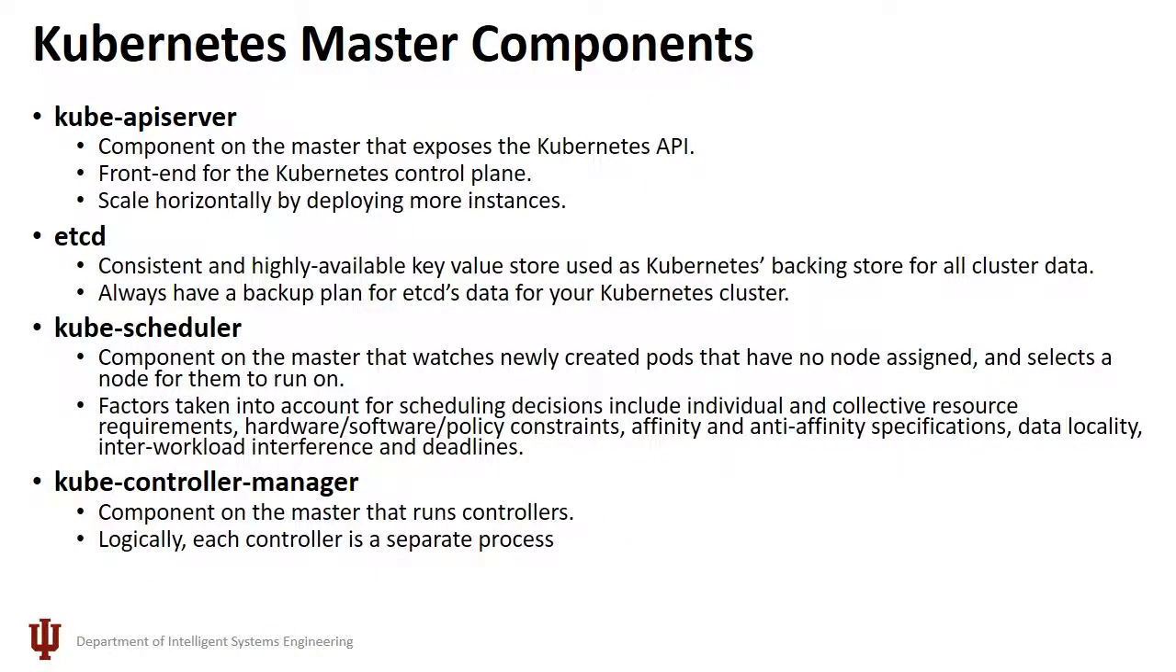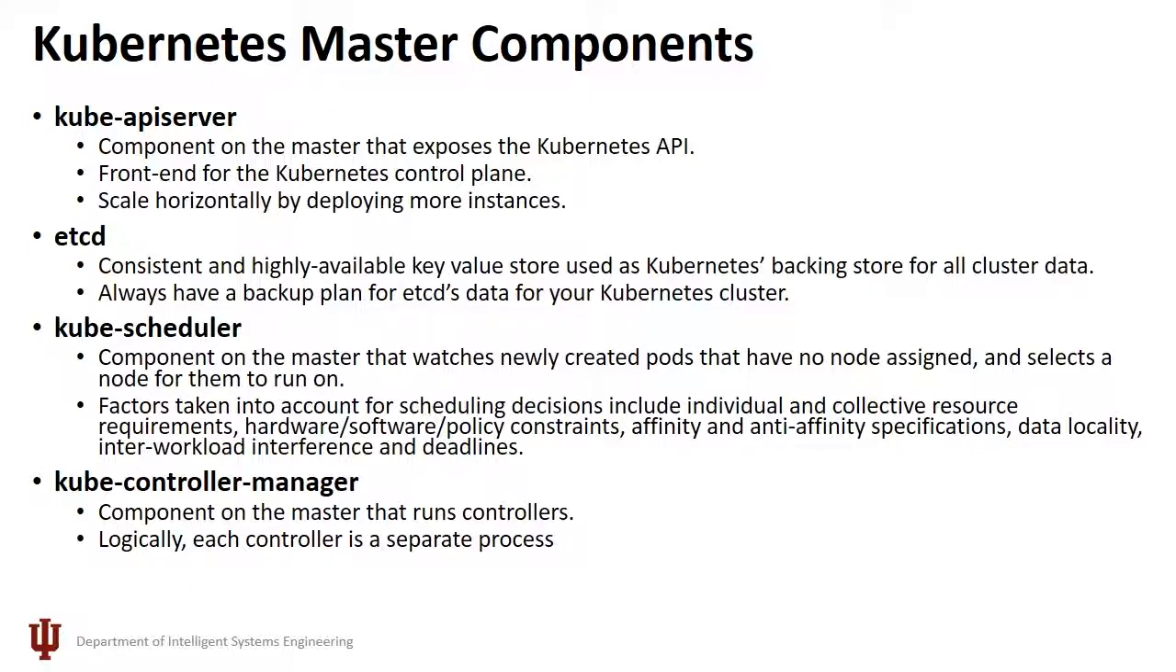So let's take a look a little bit more closely at what each one of these components does. Kube API server, this is the component on the master that exposes the Kubernetes API. It provides the front end for the Kubernetes control plane, and this allows scalable horizontal scale deployment of more instances.